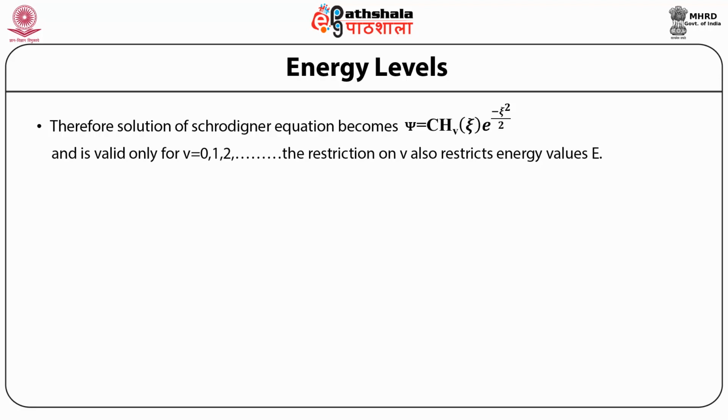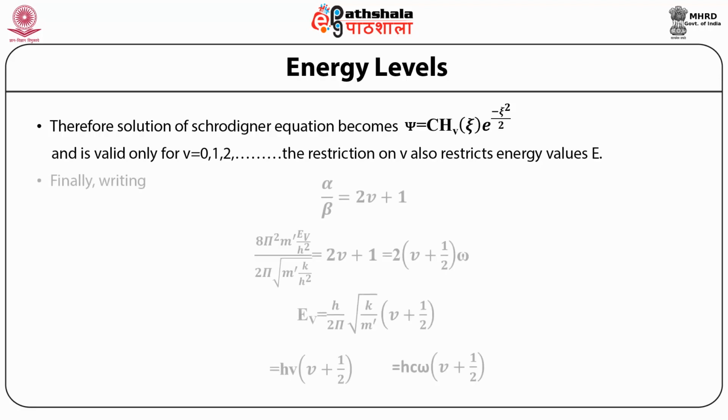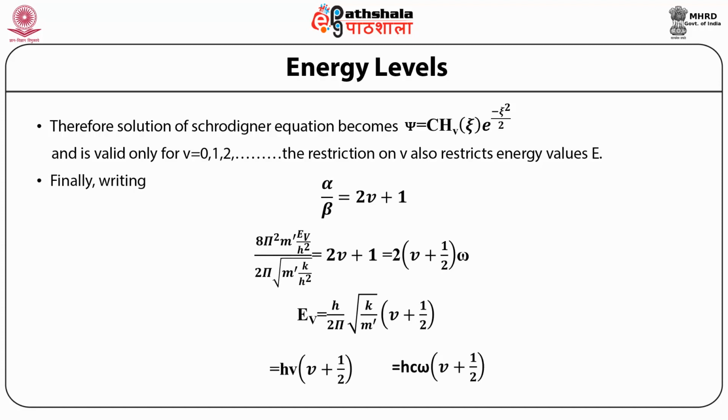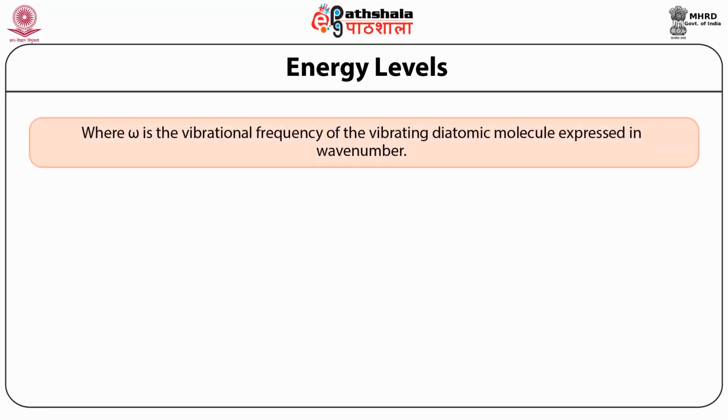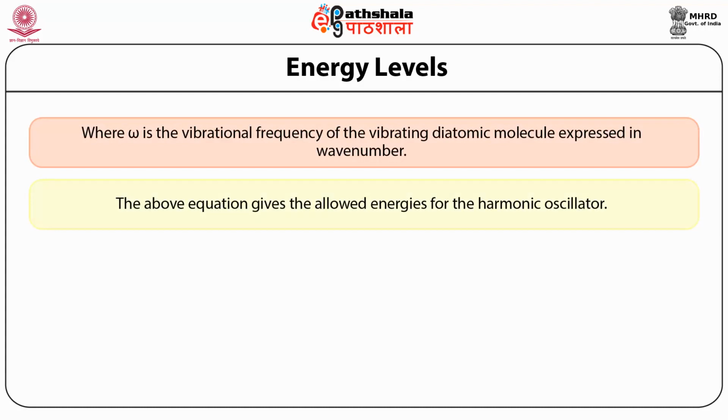The restriction on ν also restricts the energy values E. Finally, writing α/β = 2ν + 1 and putting in the α and β values, (8π²m'E_ν/h²)/(2π√(m'k)/h) = 2ν + 1, which is equal to 2(ν + 1/2). So E_ν = (h/2π)√(k/m')(ν + 1/2) = hν(ν + 1/2), so that E_ν = hcω(ν + 1/2), where ω is the vibrational frequency of the vibrating diatomic molecule expressed in wave number.